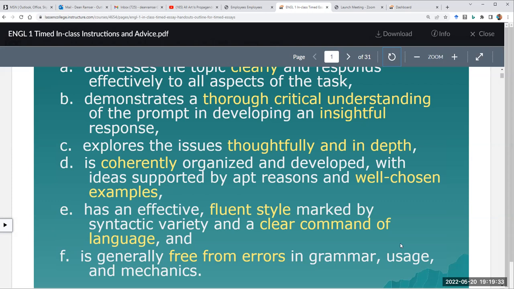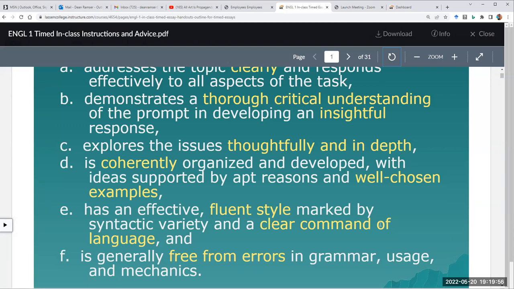in response to something? Make sure you have a clear command of the language. Again, reading aloud is going to prepare you for this, so you can hear if the language makes sense. Next one is generally free from errors in grammar, usage, and mechanics. So a superior essay is going to have those qualities, those characteristics: free from those minor sentence-level errors like grammar, usage, and mechanics.